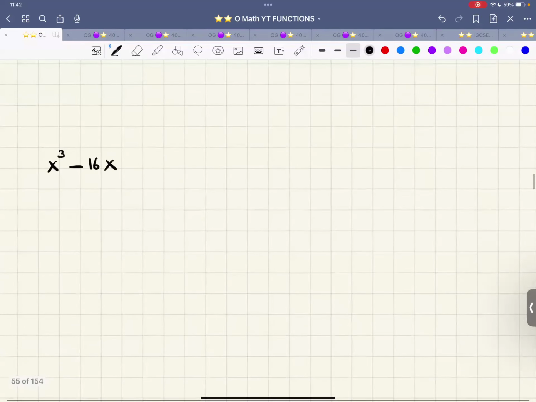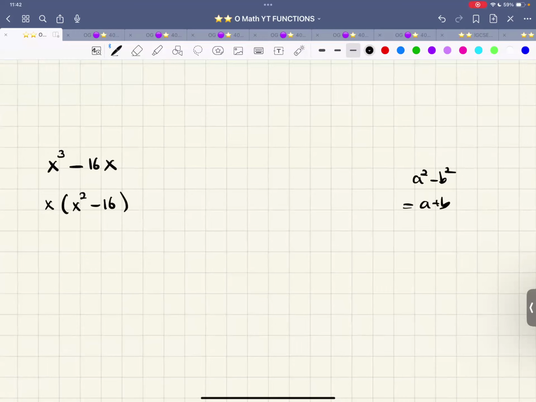And similarly over here, this is x common, x squared minus 16. This is difference of two squares, a squared minus b squared, that is a plus b into a minus b. So therefore, this is x, x plus 4, x minus 4.